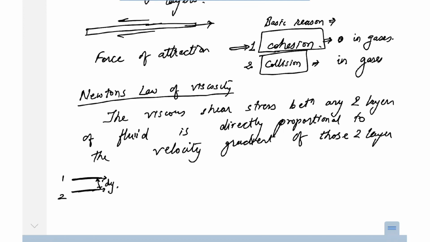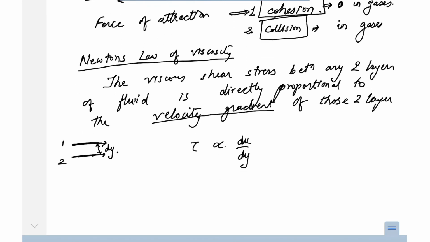So you can say that more is the resistance, that means that is actually the resisting stress. The basic concept in mathematical terms is that the shear resistance acting between those two layers will be directly proportional to the velocity gradient of those two layers. Velocity gradient is nothing but du by dy.